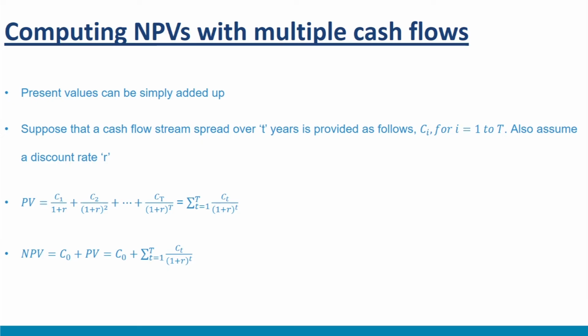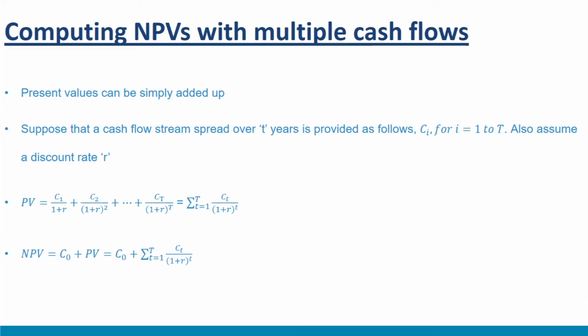Consider a stream of cash flows Ci spread over T years, for i equal to 1 to T years. Also assume a discount rate R. The present value of this set of cash flows can be simply represented as shown here. Present value PV equals C1 upon 1 plus R, plus C2 upon 1 plus R raised to the power 2, and so on up to CT upon 1 plus R raised to the power T. This is a powerful result, often called the discounted cash flow formula for present value calculation.